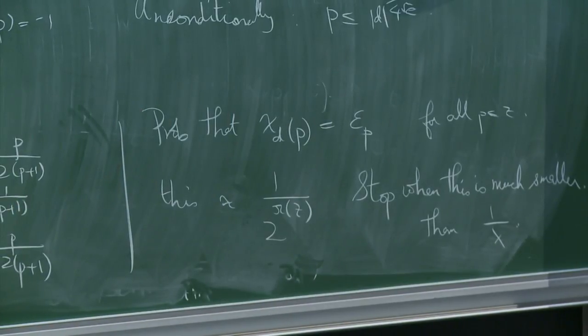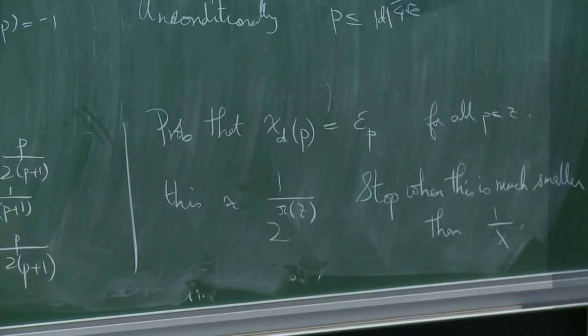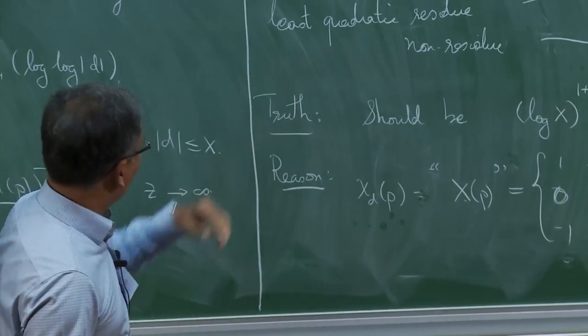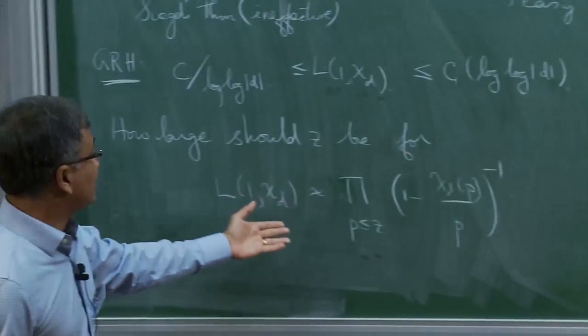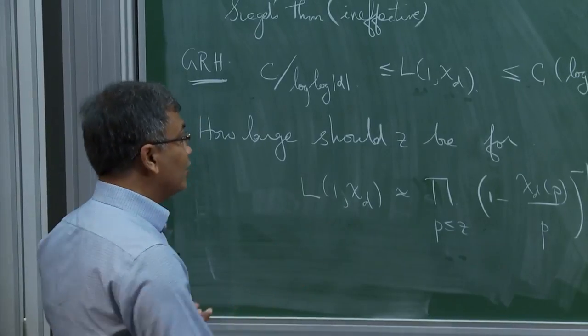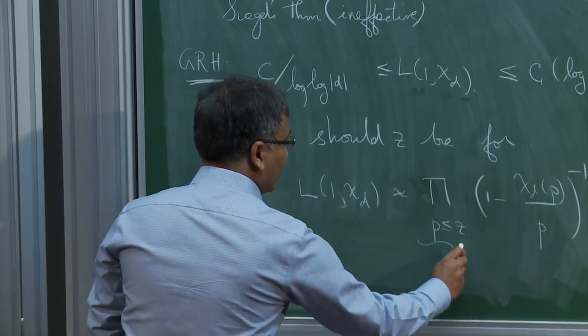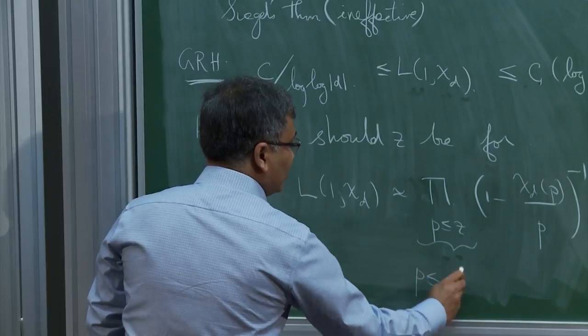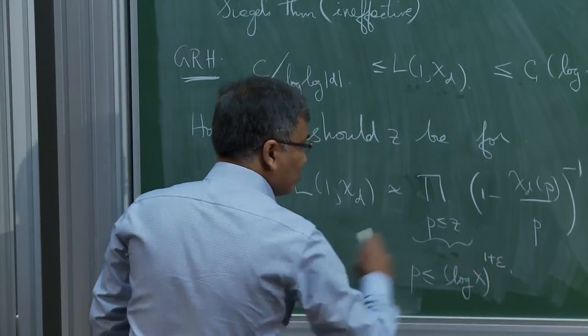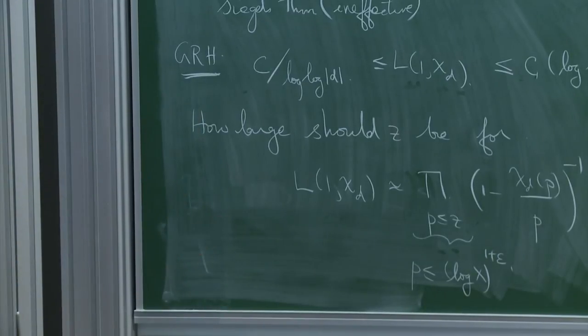So that's a plausible conjecture for what we should expect for this least quadratic residue or non-residue problem. And you might also think that that's a plausible conjecture for what the values of L1 chi d should be, that we should be able to take this Euler product up to essentially log x to the 1 plus epsilon. And that's a good approximation to the value of L1 chi d.